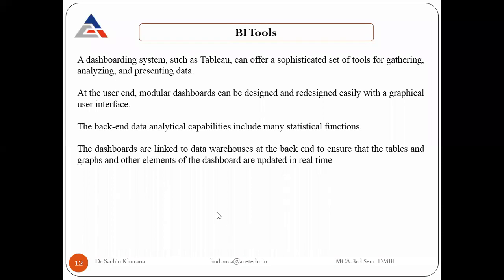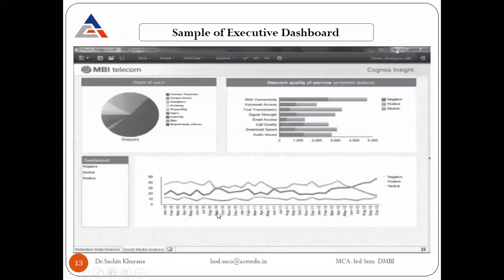So I'll show you one of these dashboards. This is a sample of your executive dashboard, how it looks. It is one of the sample dashboards of MBI Telecom, and here you can see, if we go to the right hand side for your network quality of services sentiment analysis, you have different kinds of data for your web connectivity, your voicemail access, your text transmission, signal strength, email access, and so on.